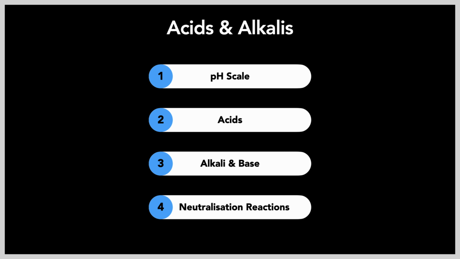Acids and alkalis are one of the most important classifications of substances, not only in a lab, but everywhere else in real life, as it can determine different properties of a substance and what are its suitable use cases. In this video, I will talk about what the pH scale is and how we define it, what the terms acids, alkalis, and bases mean, and neutralization reactions.